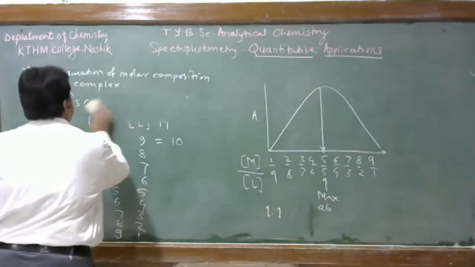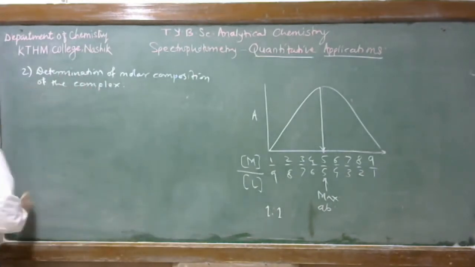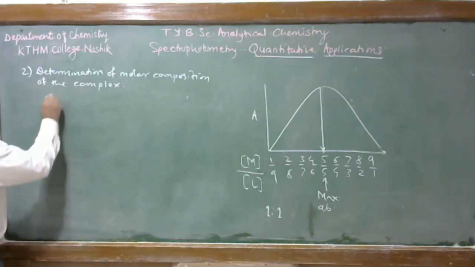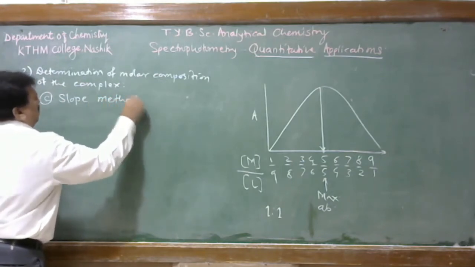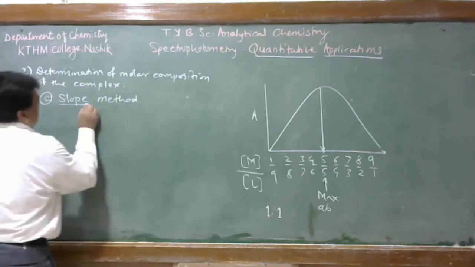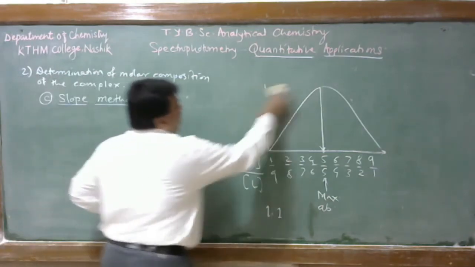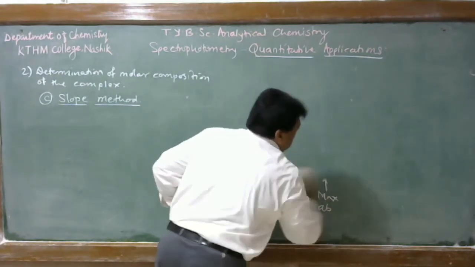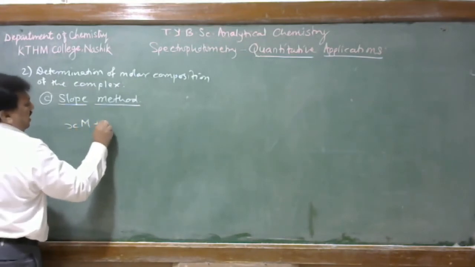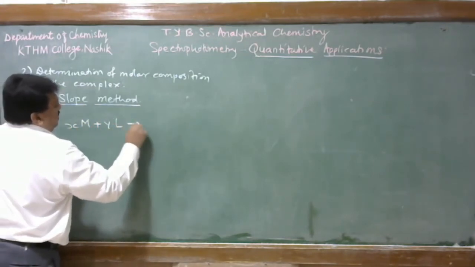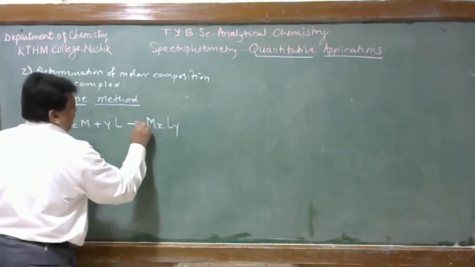Now the third method for determination of composition of complex is called the slope method. In the slope method, we can determine the concentration of metal ion as well as ligand which is combined in the formation of the complex. In this case, suppose for example x mole of metal ion and y mole of ligand gives the MxLy complex. This is the complex formation.